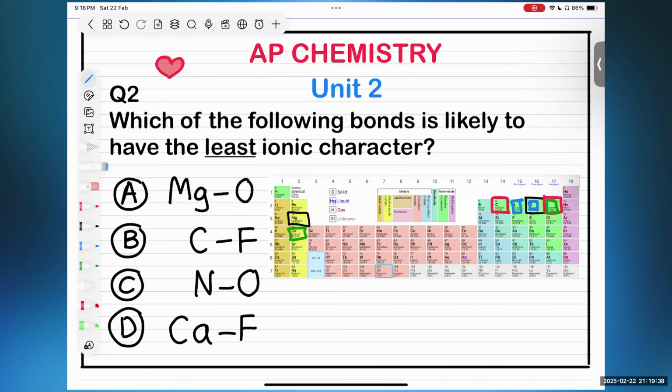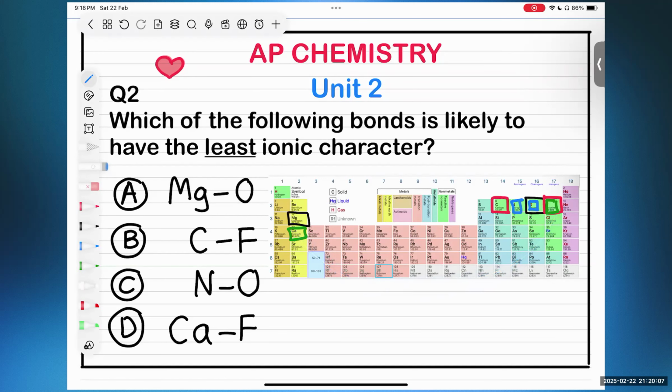Which of the following bonds is likely to have the least ionic character? You are talking about the least, or the weakest, ionic character. In order to have a good ionic character, you need a bond between two elements which are very far from each other. Is it between magnesium and oxygen? Carbon and fluorine? Nitrogen and fluorine? Or calcium and fluorine?